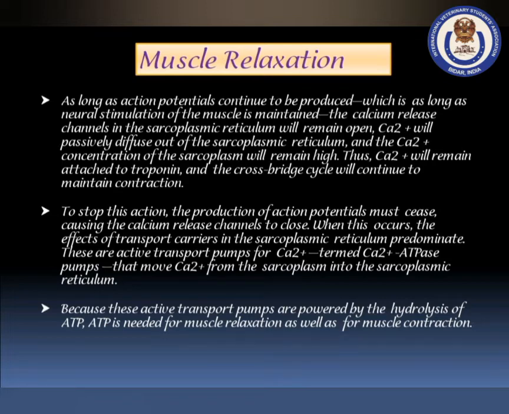To stop this action, the production of action potentials must cease, causing the calcium release channels to close. When this occurs, the effect of transport carriers in the sarcoplasmic reticulum predominates. These are active transport pumps for calcium, termed calcium ATPase pumps, that move calcium from the sarcoplasm into the sarcoplasmic reticulum. Because these active transport pumps are powered by the hydrolysis of ATP, ATP is needed for muscle relaxation as well as for muscle contraction.